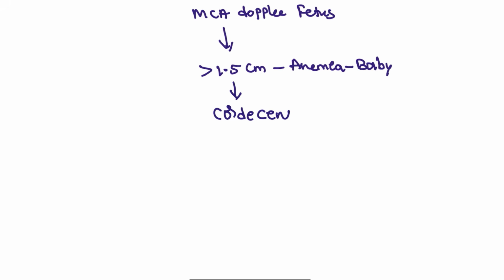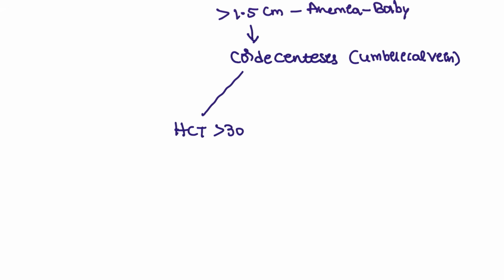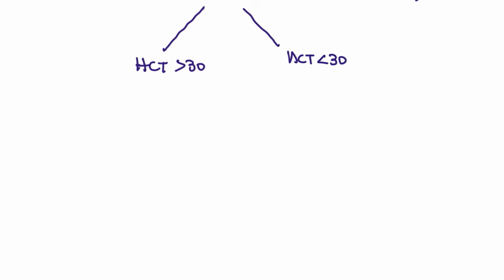Cordocentesis. This test takes the baby's blood directly from the umbilical vein. Cordocentesis is going to test whether the baby's hematocrit is more than 30 or less than 30. If the hematocrit is more than 30, this is normal. We have to wait and watch.